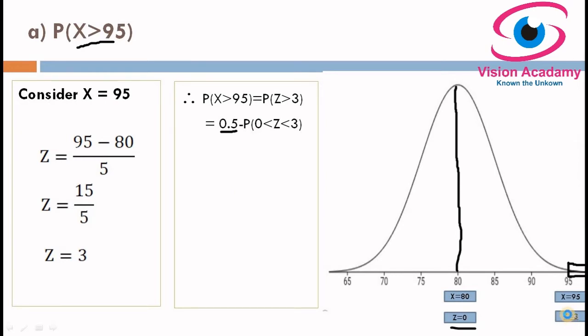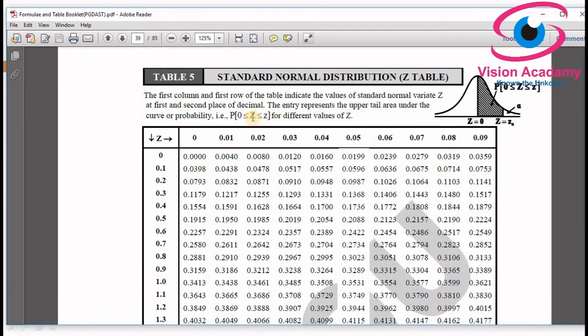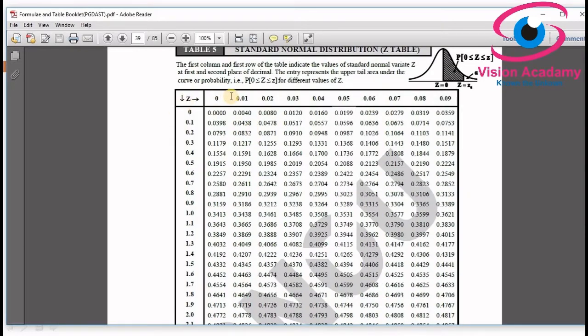In the table we have two types: the lower tail table and the upper tail table. In the lower tail table we get negative values, and in the upper tail table we get positive values. But whether upper tail or lower tail, except for the sign, the value will remain the same, because the lower tail area is minus 0.5 and the upper tail area is plus 0.5.